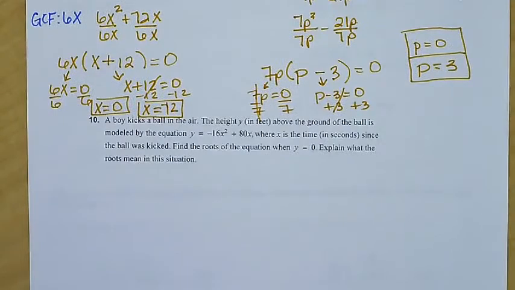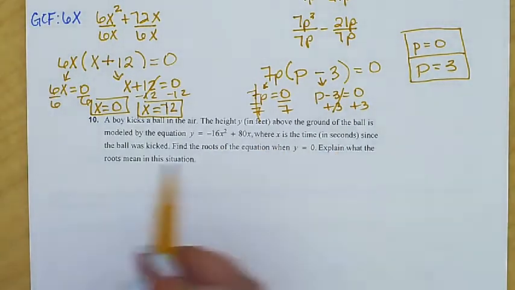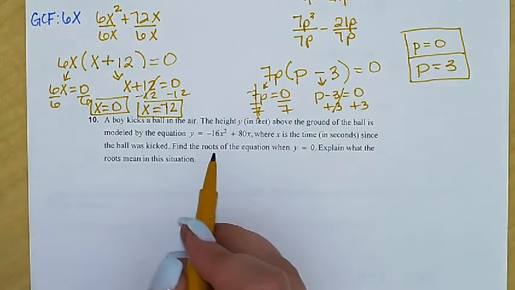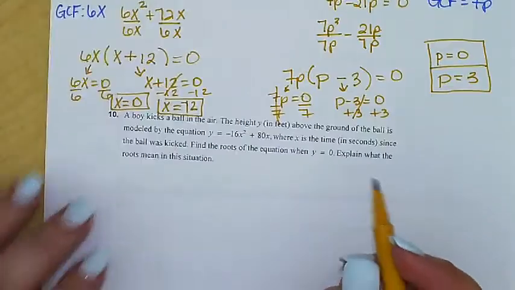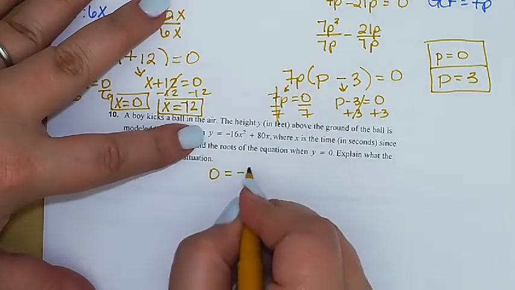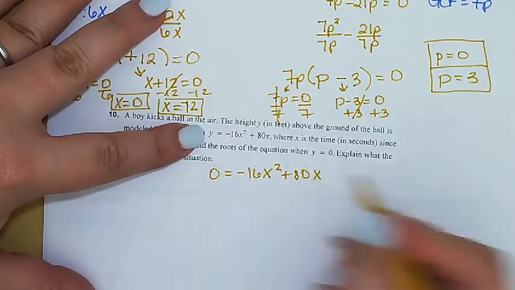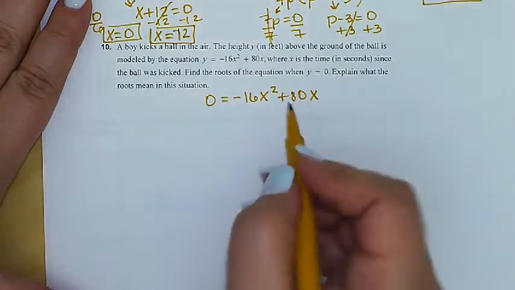All right, let's finish out with a quick word problem here. It says a boy kicks a ball in the air. The height above the ground is modeled by this equation where x is time since the ball has been kicked. Find the roots, remember that's the same as the solutions or the zeros, when y is equal to 0. So we're going to insert a 0 here where the y is. Okay, so we've got 0 equals instead of y equals, and then we'll write the rest of it. So even though it's a word problem, it's really asking us to do the same idea. Okay, it's equal to 0.